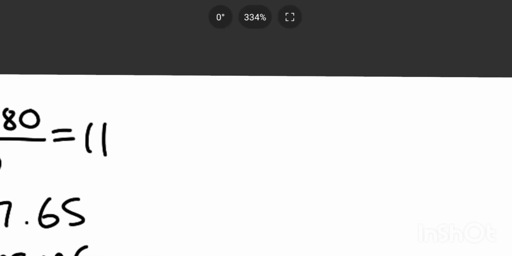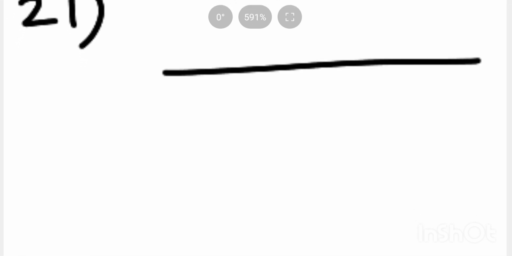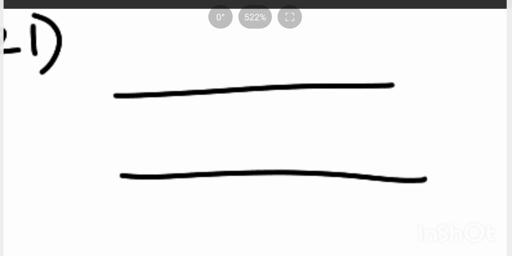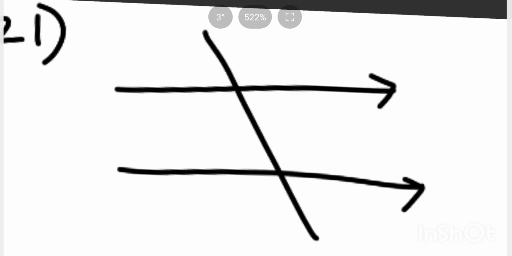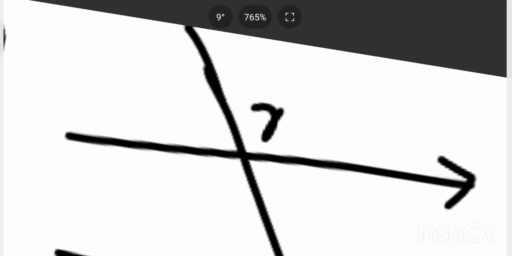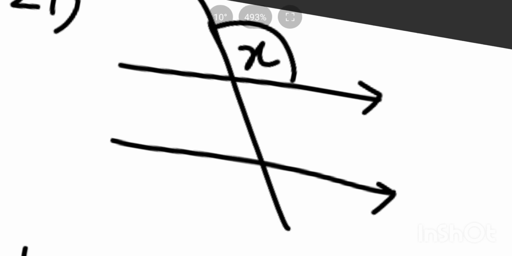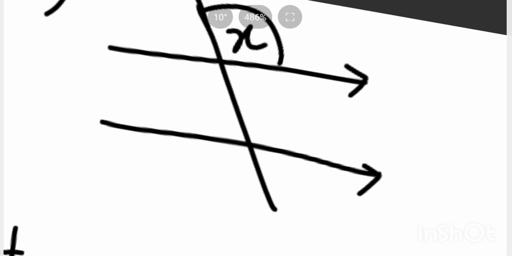So question 21. A straight line passes through two parallel lines. Circle the angle that is corresponding to angle x. So if we draw this out, a pair of parallel lines, there's the overline. This is angle x, and we need to work out which one is corresponding to this.